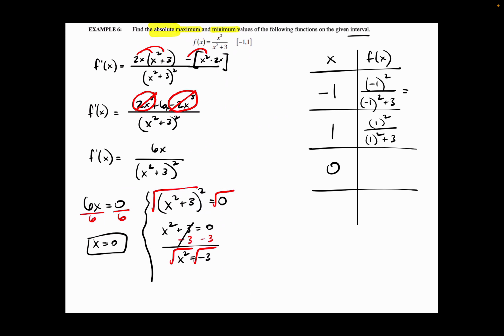Oh, one thing I should check. I didn't check on this one, but I should. Make sure your critical value is within the interval. If it's not within the interval, you don't even have to check it. 0 is in between, so we're good there. But sometimes you'll get a critical value which is not inside the interval. You don't have to check that because it's not inside the interval. And then the last one is 0 squared plus 3.